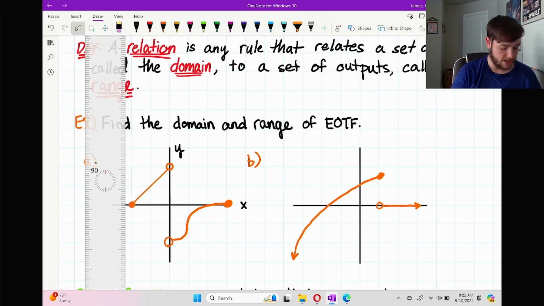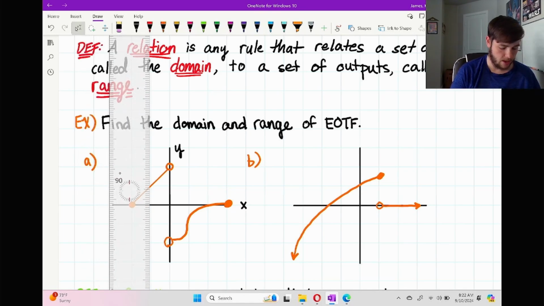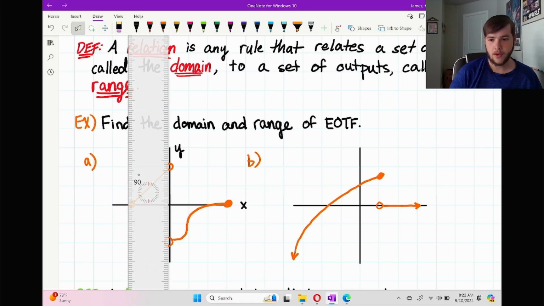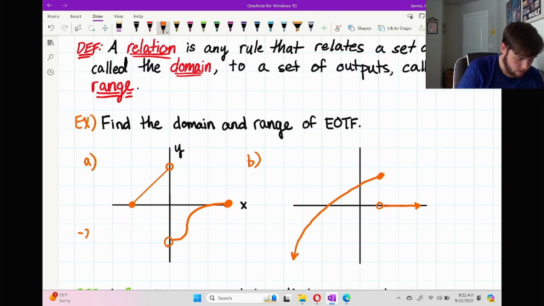Notice here, I start hitting it at -2, and -2 is included. And I keep going up until here. Remember, those open circles mean that it's not actually on the graph, so there are no points there. Let me write that info down. I've got -2 to 0, including -2, but not 0.